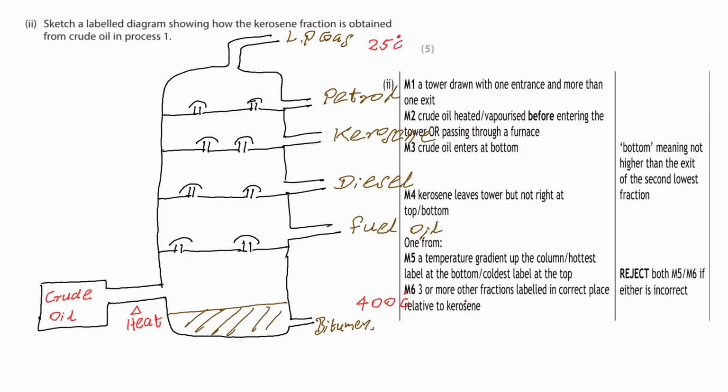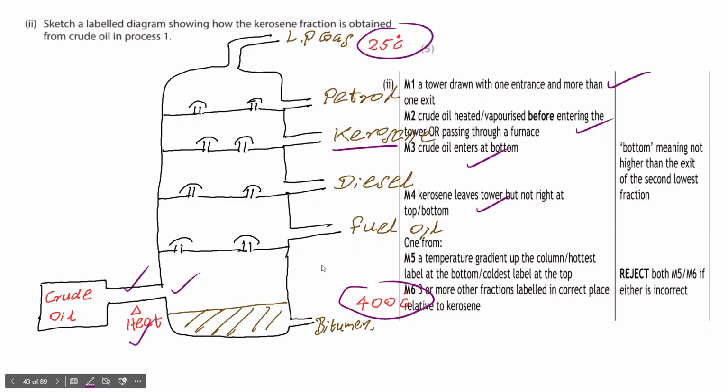Tower drawn with one entrance and more than one exit. Yes, one entrance, more than one exit. We got the first mark. Crude oil is heated. Yes, heated and vaporized before entering. Crude oil enters at the bottom. Yes, it enters from the bottom. Kerosene leaves the tower but not right at the top. Yes, kerosene is here. Then the temperature gradient, 400 at the bottom, 25 degrees at the top. Yes, we get 5 points for this answer. Right. Let's move on to the next one.